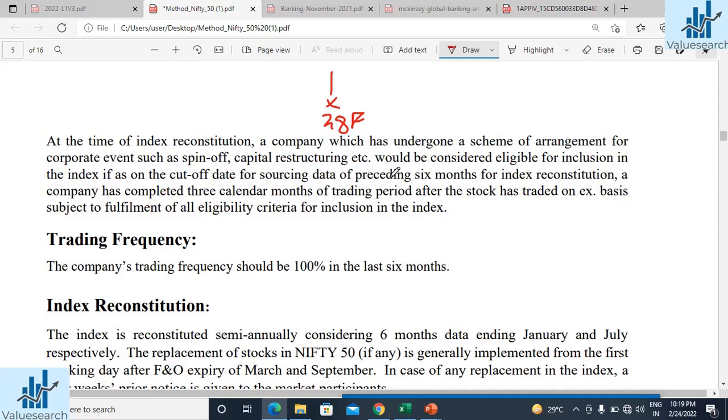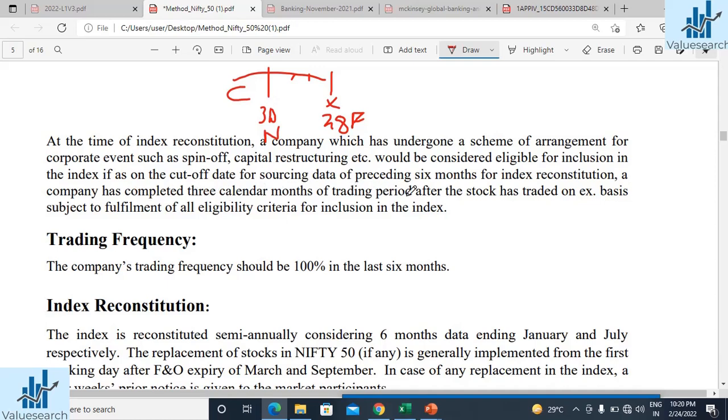Cutoff date for sourcing data for preceding 6 months. So from here to the preceding 6 months, the data is gathered for index reconstruction. A company has completed 3 months of trading period after the stock has traded on NSE. So let's say the capital restructuring or the spin-off or other corporate actions took place before this time. Now let's say February, then you have January full, you have December. So before 30th November, let's say this has taken place, and from 30th November, you have 1st of December till 31st of December, then 1st January till 31st of January, and then 1st February till 28th of February. So you have these 3 months, right? This is what is said here.